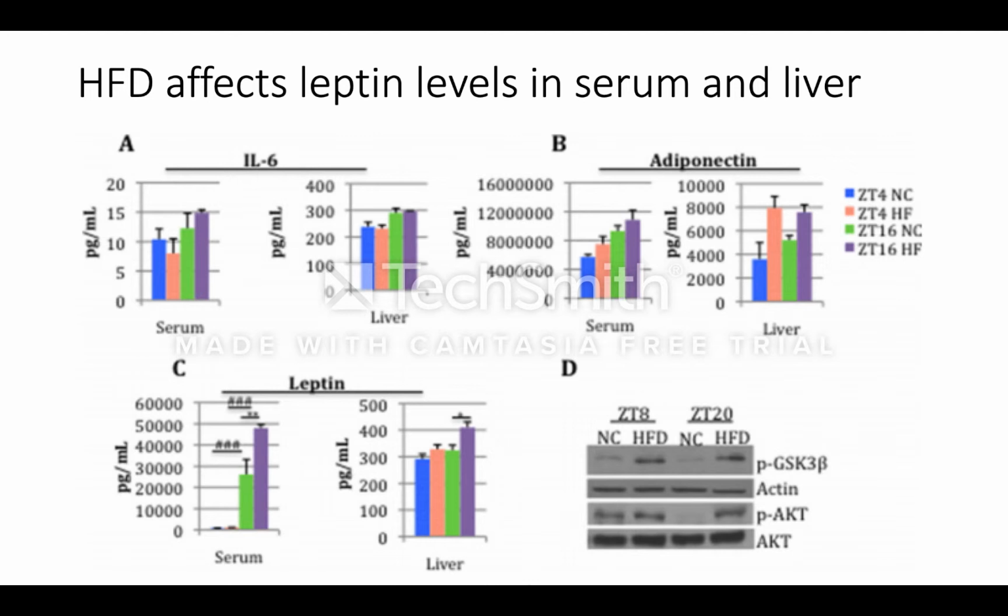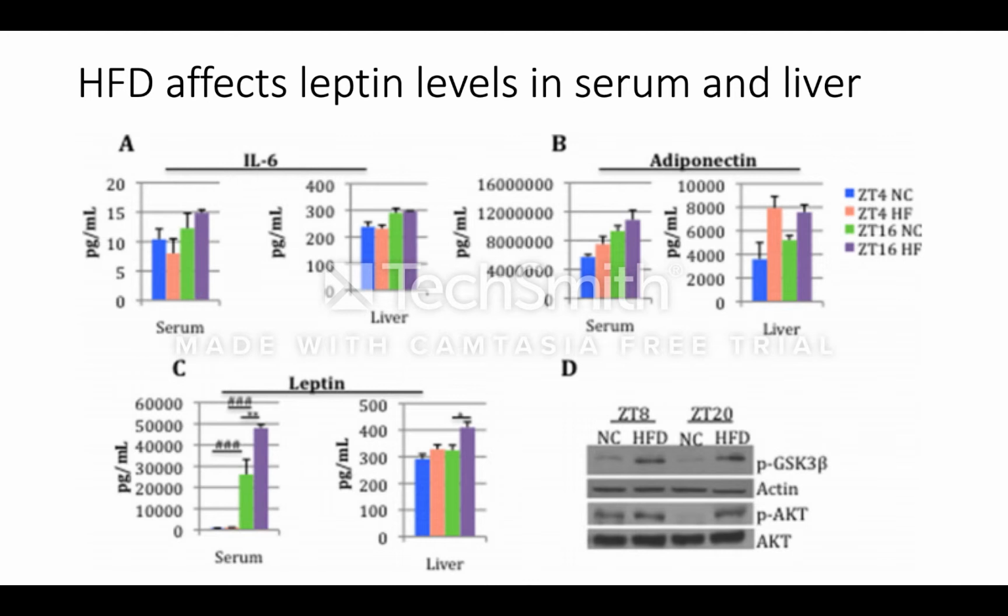IL-6, adiponectin, and leptin levels were analyzed at two different time points in both the normal condition and the high fat density mice to see whether the obese status given at ZT16 affected circadian secretion of these adipokines. Figures A and B show that there was no significant difference between the IL-6 and the adiponectin in either the normal condition or the high fat density condition mice in either the serum or the liver. Figure C, though, shows that leptin levels increased dramatically in the high fat density diet when compared to the normal condition in both the serum and the liver.